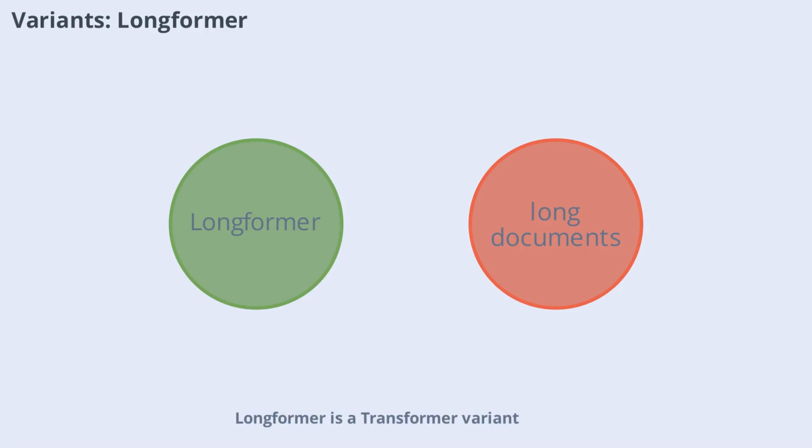Longformer is a transformer variant designed to handle long documents efficiently. It uses a combination of local and global attention patterns to reduce memory and computation requirements, making it suitable for tasks like document classification and summarization, where input sequences can be very lengthy.